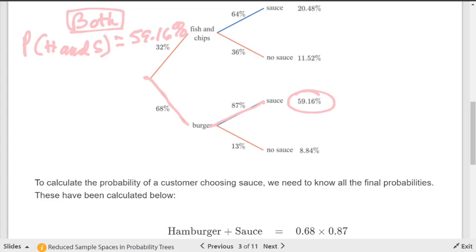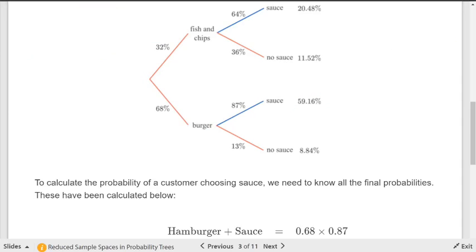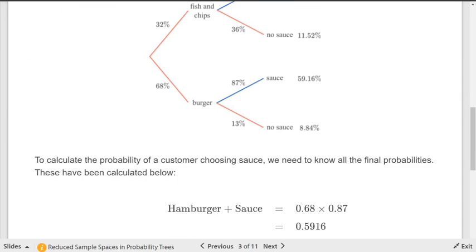Both things. So that's going to be our numerator. Okay? So I know that 59.16% is going to be my top number. Okay? All right, when I push this button, it's all going to go away, but we'll remember it, and we'll come back to it. All right, so they get the same thing we did.